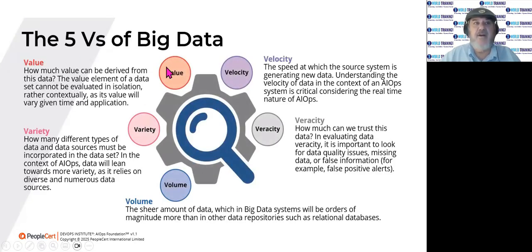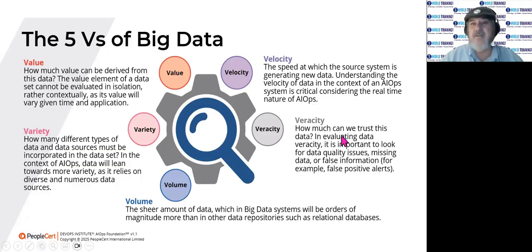So the 5 V's are, okay, so value. How much value can be derived from the data? The value element of a data set cannot be evaluated in isolation, but usually in the context of its use, as its value will vary given time and applications. Velocity, so the speed at which the source system is generating new data. Understanding the velocity in the context of AIOps systems is critical, considering the real-time nature of AIOps.